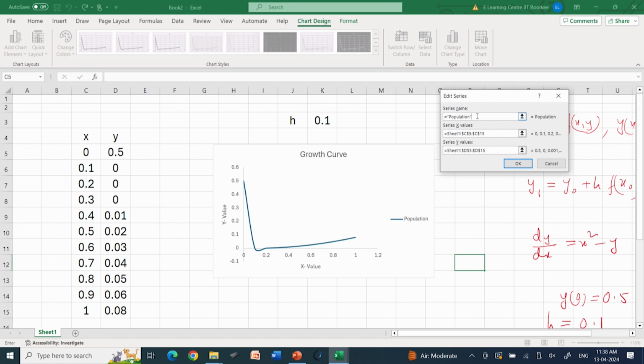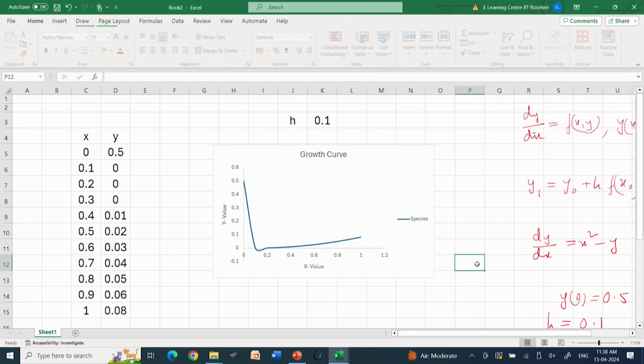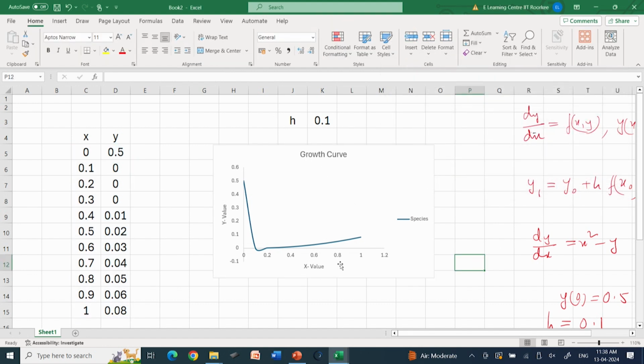So, you replace this by the name, say I put species, and I click OK. So, see, this changes to species. So, that is how you decorate your curve. You put the essential information, that is the axis, the title of the chart, and whatever is shown in the graph. So, this is solving a first order differential equation using Microsoft Excel.